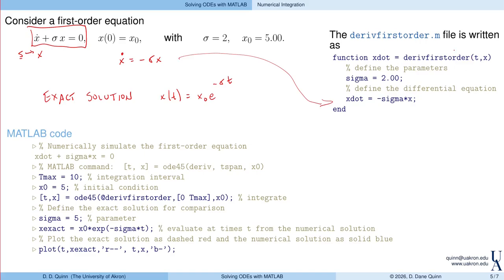But there are cases where it is. This takes in t and x, so the current state, and gives MATLAB the derivative of that state. So again, here x dot is minus sigma x. Here I have the MATLAB code that will actually simulate this equation. I've written it out, so if you want to pause and put it into MATLAB, that's fine, but I thought I'd actually show you using MATLAB.